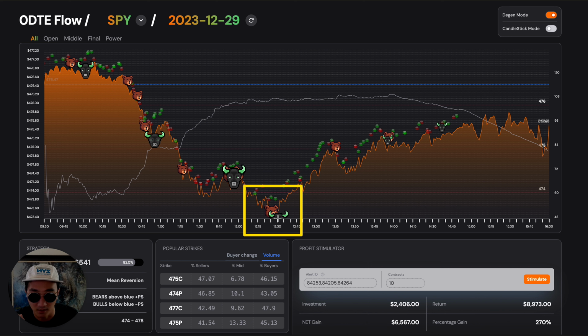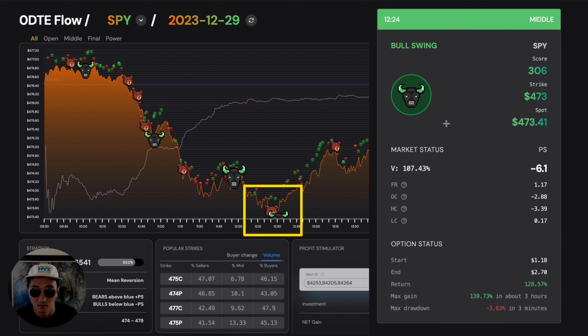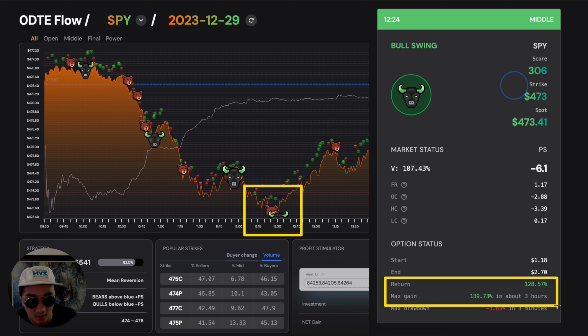I mean, this is a crazy one. Let's click on it and just see how much money we could have made if we traded this thing. Okay, pretend I clicked on it. Look at this bull swing. Look at this alert, man. Oh my goodness. The 473 call, what did it start at? 118? What did it end the day at? 270. I mean, you got 128.57% return if you just bought this alert and did nothing. Didn't even trade the rest of the day. Did nothing except let your broker sell it for you at the market close. I mean, that's not even far off from the max gain.